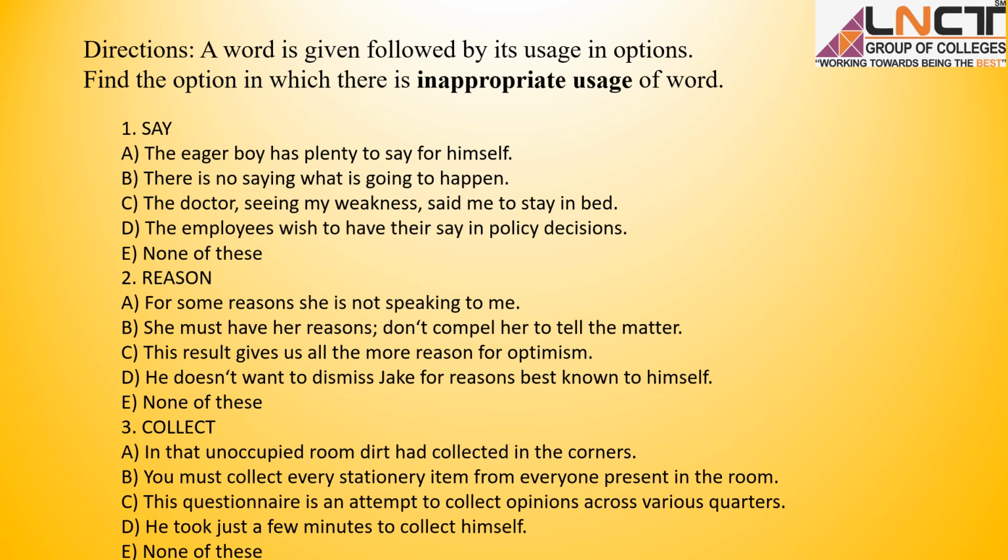The second word is reason, and the options that are given are A. For some reasons she's not speaking to me. Now when you talk about somebody in this way, for some reason should be the correct option, because you don't know whether it's one reason or more than one, so you have to treat the word as uncountable, and that's why you cannot say for some reasons, because some itself reflects that the word reason must be uncountable.